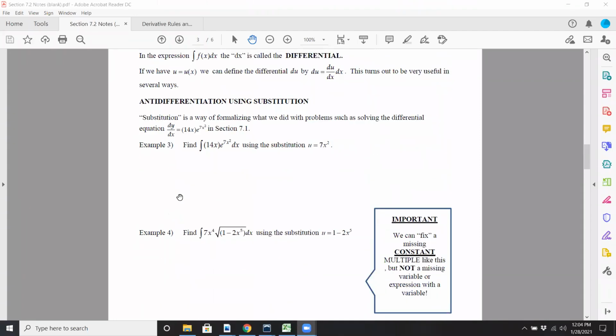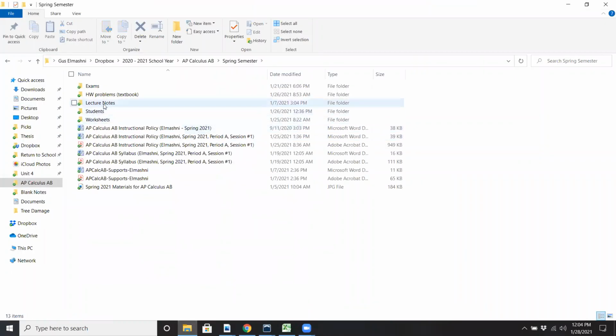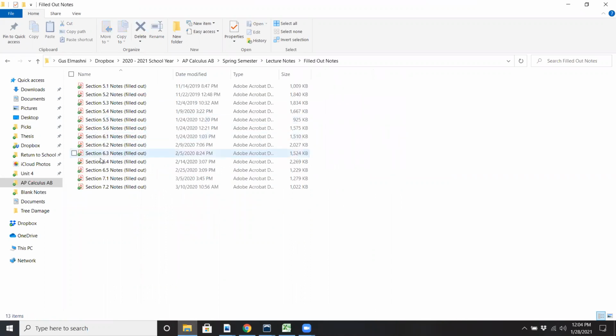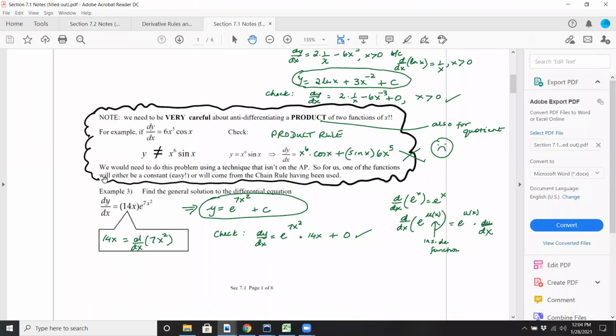So this is called substitution. We saw this in the 7.1 notes. Remember we did this by inspection. Let me pull it up really quickly here. Lecture notes 7.1 filled out. Yeah, we saw it over here. We kind of just did it by inspection. We kind of realized, well, maybe it's just e to the 7x squared because the derivative of that gets us 14x e to the 7x squared.